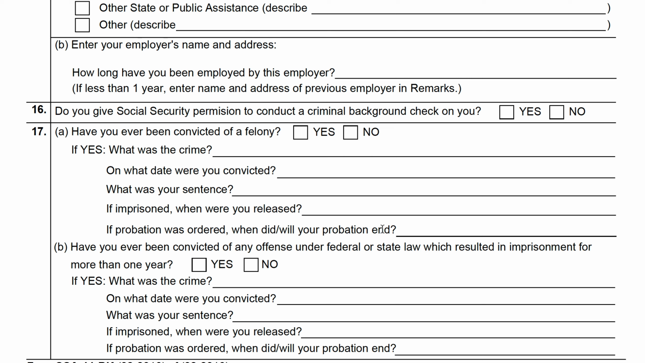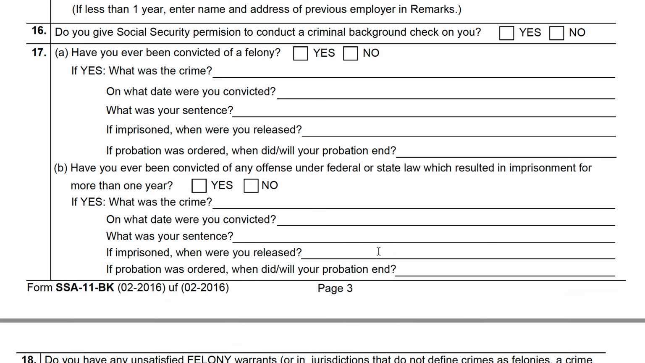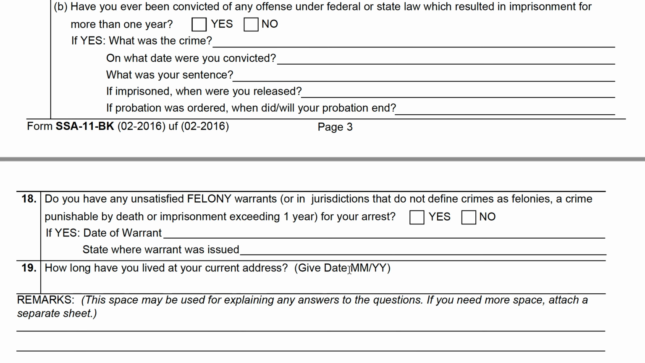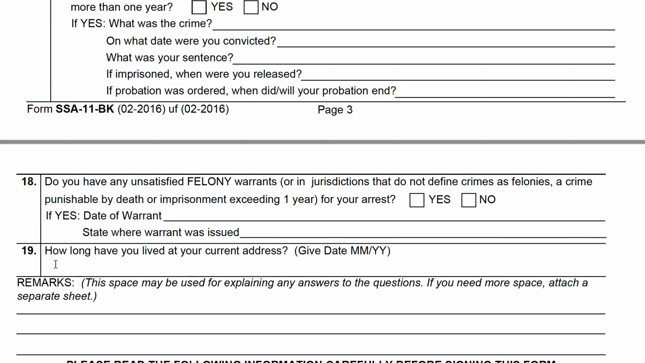17B, if you've been convicted of any offense that resulted in imprisonment for more than a year. If it wasn't a felony, but it was a misdemeanor that somehow lasted more than a year, then you would enter that information on 17. Do you have any unsatisfied felony warrants under 18? And then on box 19, how long have you lived at your address? And right below box 19 is the remarks section.